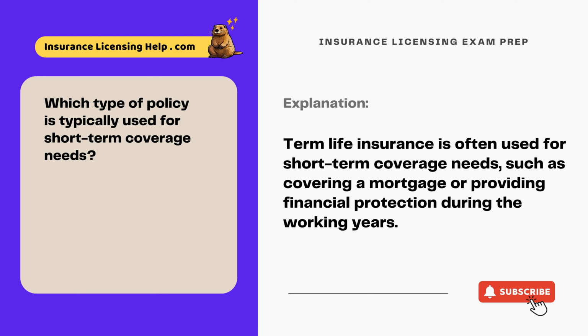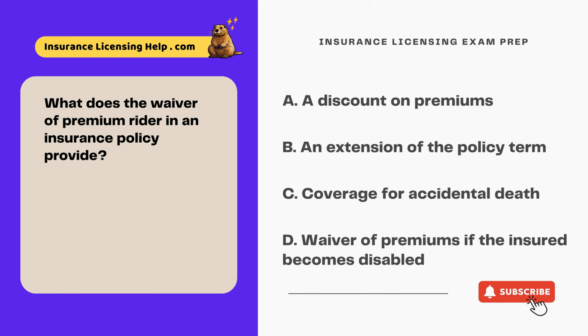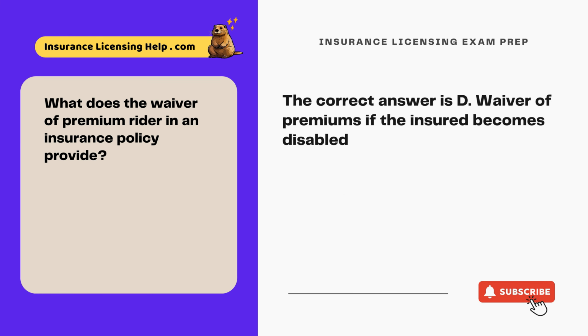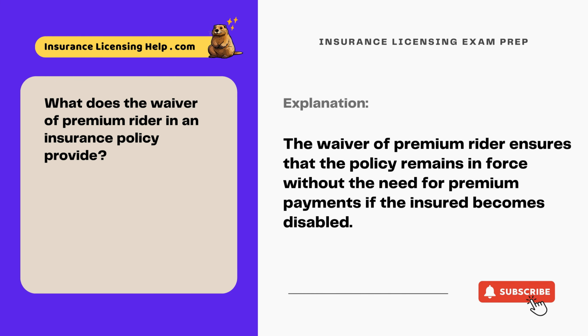What does the waiver of premium rider in an insurance policy provide? A. A discount on premiums. B. An extension of the policy term. C. Coverage for accidental death. D. Waiver of premiums if the insured becomes disabled. The correct answer is D. Waiver of premiums if the insured becomes disabled. The waiver of premium rider ensures that the policy remains in force without the need for premium payments if the insured becomes disabled.